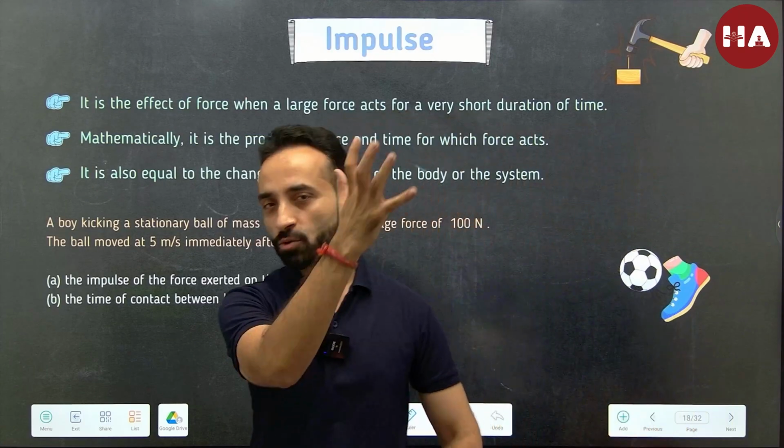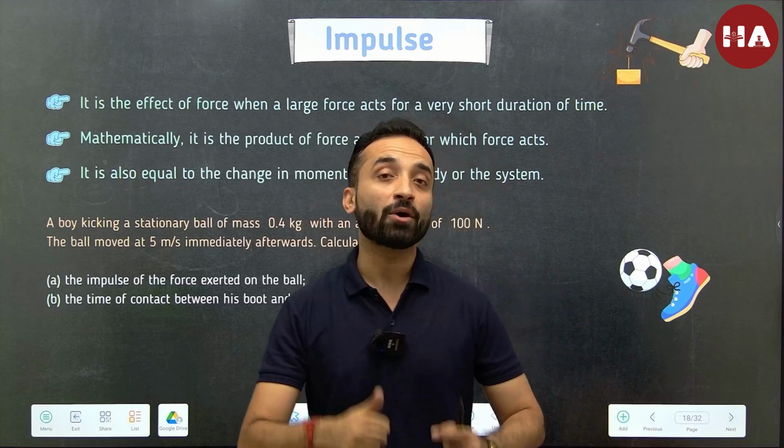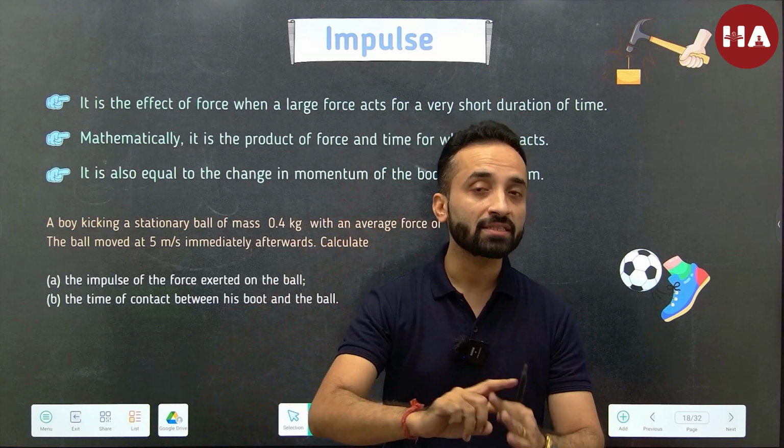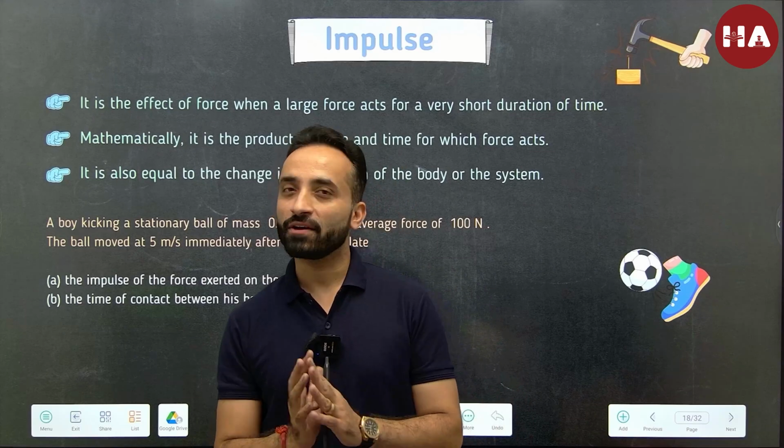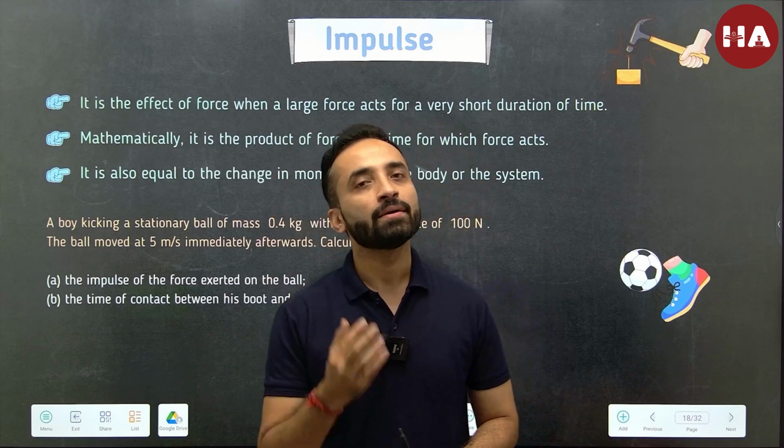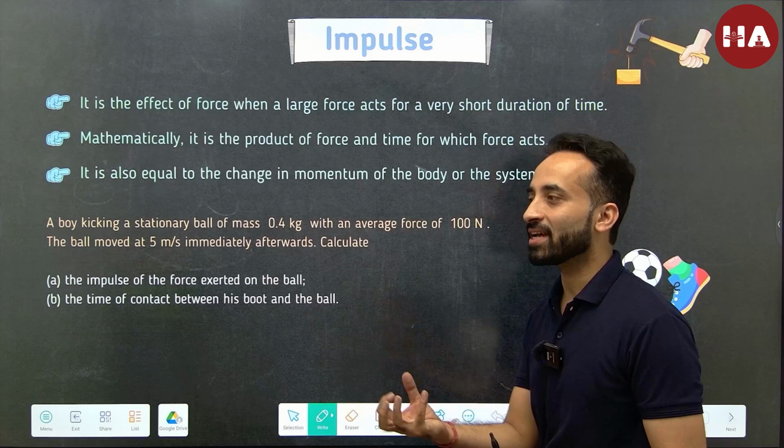So another physical quantity coming your way. We have talked about force, we have talked about momentum. Again, let me remind you, inertia is not a physical quantity in that sense. Mass is a measure of inertia. Inertia is a property.